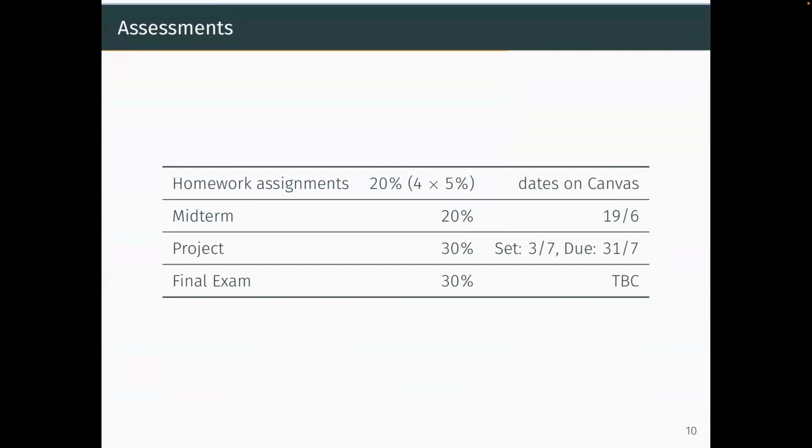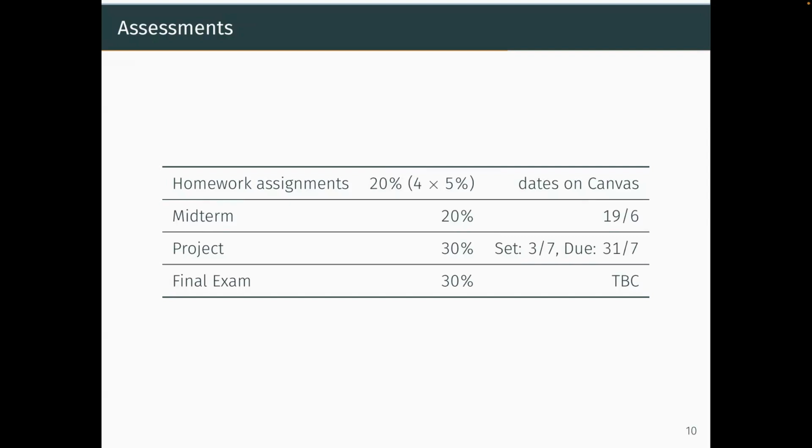In terms of assessments, there are going to be 4 homework assignments, each worth 5%. The dates of these are on Canvas. The first one will be set next week, and then it will be due the following week. I think I set them on Wednesdays. They're not always on Wednesdays. There's 1 or 2 dates that are slightly different, just to allow for things like the midterm.